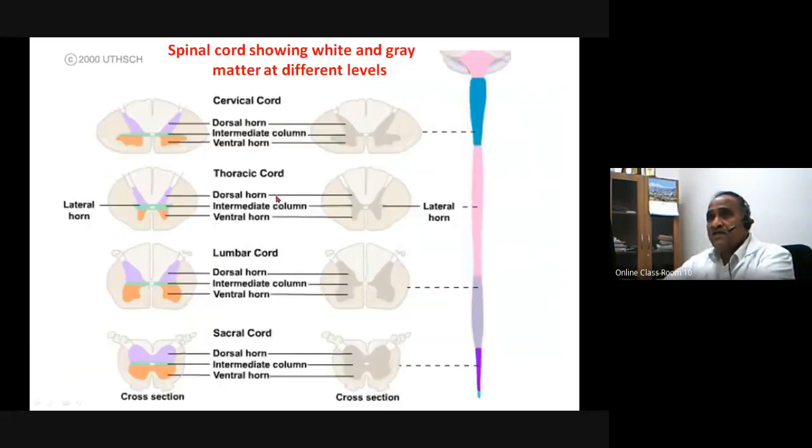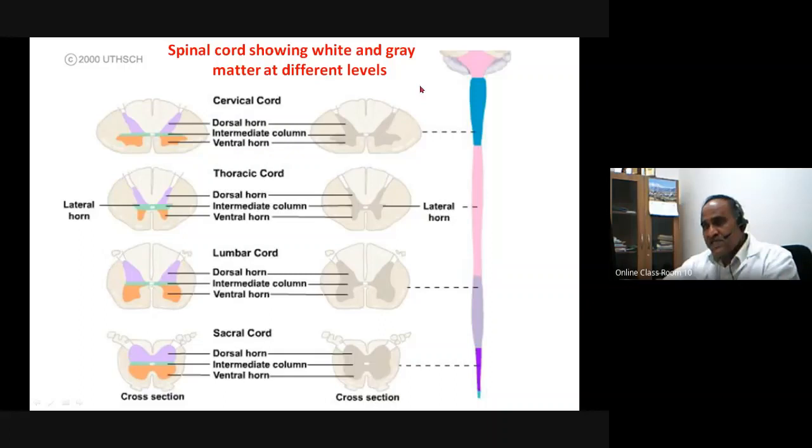Now coming back here, you see this H-shaped gray matter. This is the posterior segment, the posterior funiculus, the lateral funiculus, and the ventral funiculus. You have the posterior horn, and this is the anterior horn. This is how it is divided: a dorsal horn, a ventral horn, and an intermediate column. The green one is the intermediate column.